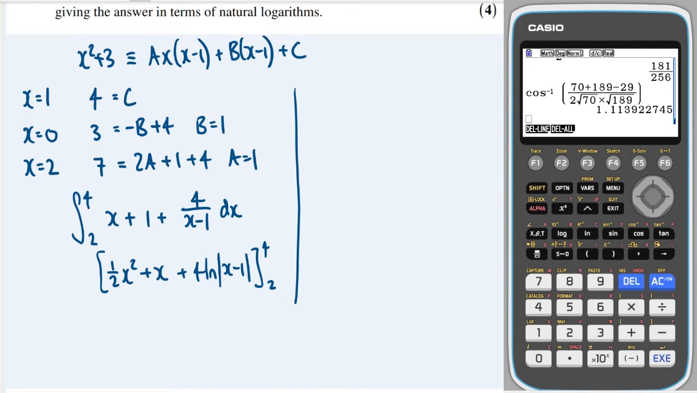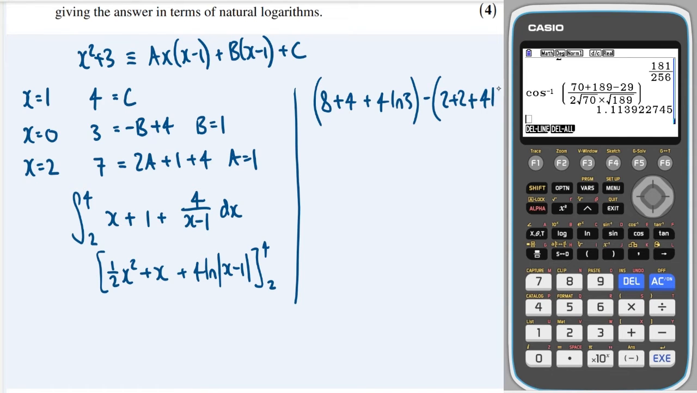Okay, right, it shouldn't be a problem. So let's sub in 4. We get 16 over 2, which is 8, plus 4, and then we are going to get 4 lots of ln 3. And then we're going to be minusing the other side, which is going to be 2 squared over 2 is 2, plus 2. And then we'll be plussing 4 ln of 1.